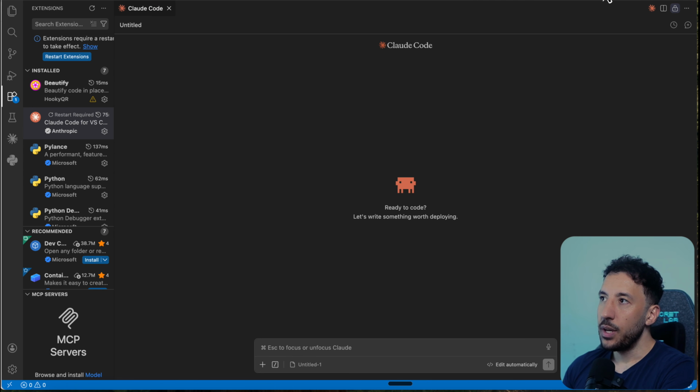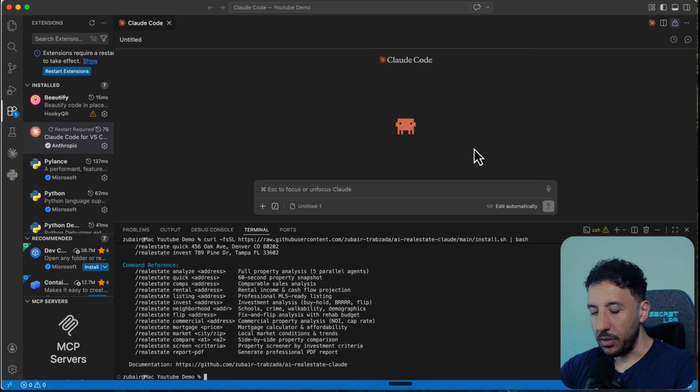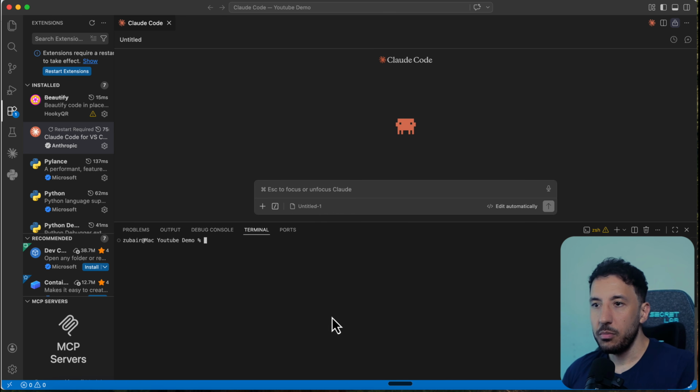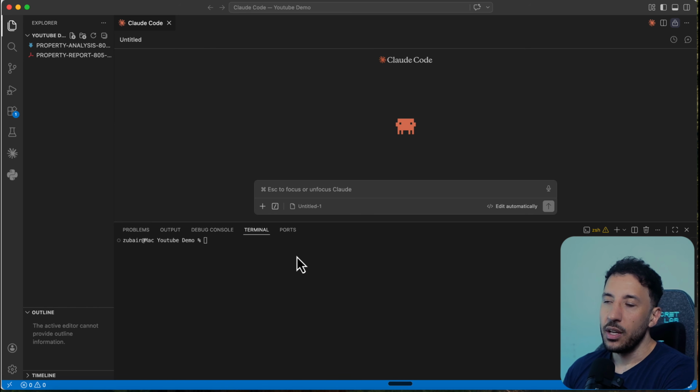So what you're going to do is on top here, you're going to click on this little button that's going to open up the terminal. It's going to look something like this. Now I'm going to show you how you can install these skills so you can use them inside your Claude Code.